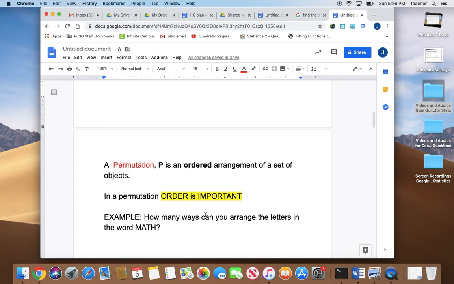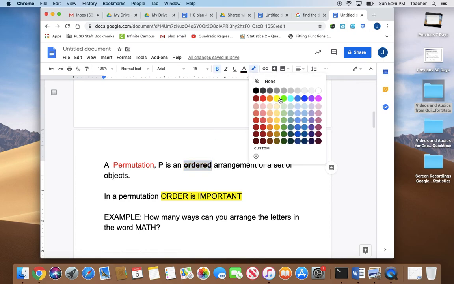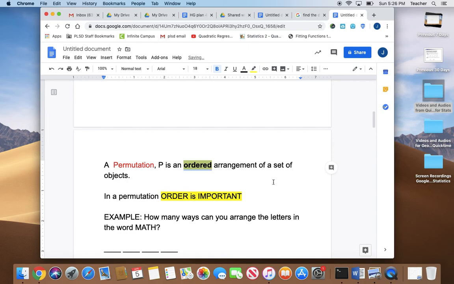Okay. So now we're going to learn to use this. We will use n factorial when you solve permutations. So a permutation P is an ordered arrangement of a set of objects. So one of the things that you need to make sure that you look at is it's an ordered arrangement of a set of objects. So for a permutation, order is important. So my first example is how many ways can you arrange the letters in the word math?